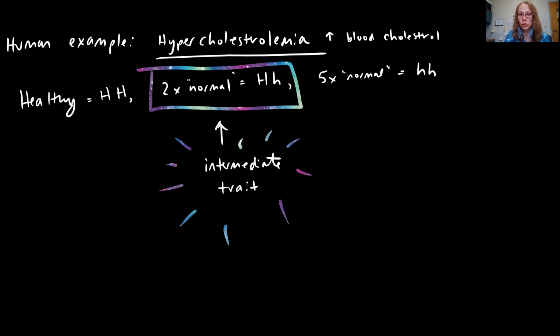This is controlled by a single gene, but it is an example of incomplete dominance. If you are homozygous dominant, then you have the healthy form, so you are able to remove cholesterol from your bloodstream and use it with your cells. Your cells will take it out of the bloodstream. If you are heterozygous, you are going to have 2 times the normal blood cholesterol levels. And if you are homozygous recessive, you're going to have 5 times the normal blood cholesterol levels. So clearly, the heterozygous individual is intermediate between, not as bad as the homozygous recessive, but also not as good as the homozygous dominant.